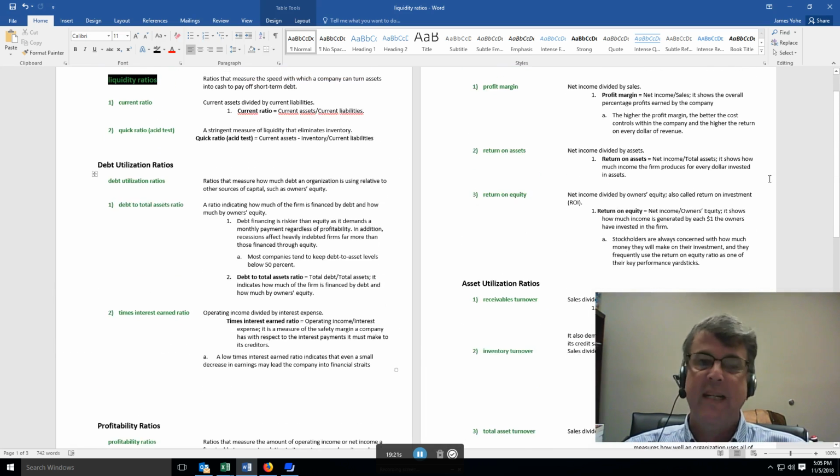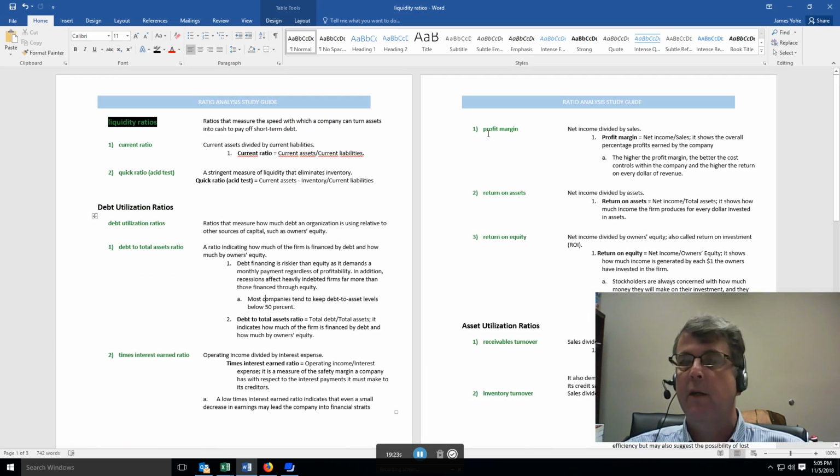So the first type of profitability ratio we're going to deal with is the profit margin: net income divided by sales. The profit margin is equal to net income over sales. It shows the overall percentage profits earned by the company. The higher the profit margin, the better the cost controls within the company, and the higher the return on every dollar of revenue. So we sell $1 worth of stuff. How much do we get to keep in profit?